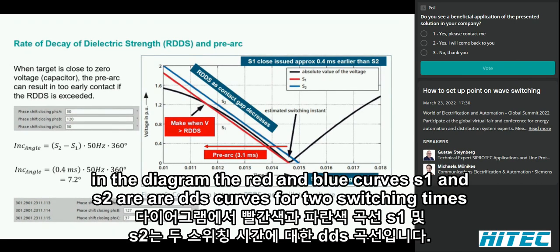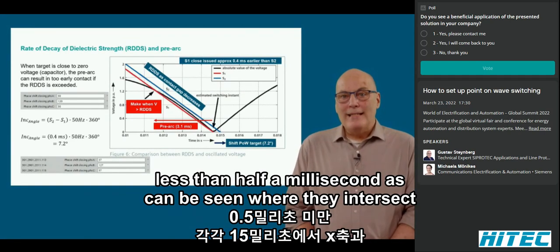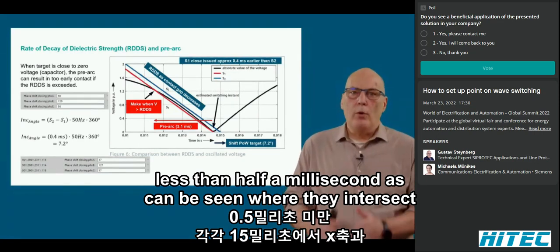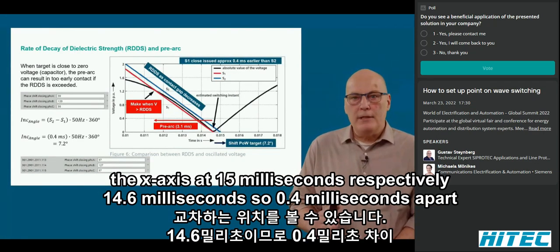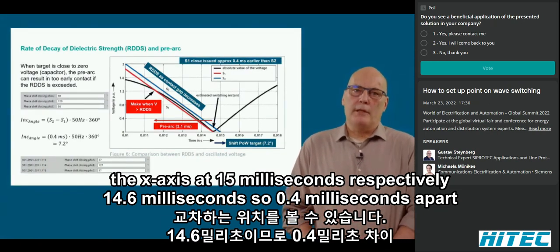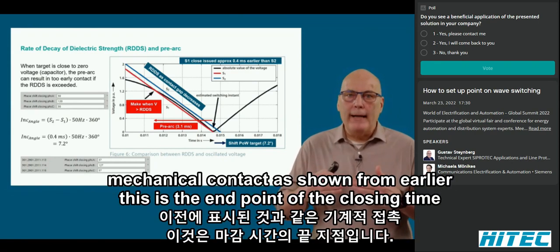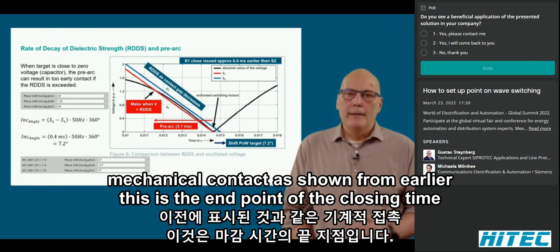In the diagram, the red and blue curves S1 and S2 are RDDS curves for two switching times, two instances of closing. The two switching times are only a short distance apart, less than half a millisecond, as can be seen where they intersect the x-axis at 15 milliseconds, respectively 14.6 milliseconds, so 0.4 milliseconds apart. At this point, where they intersect the x-axis, the breaker primary contacts make first mechanical contact, as shown from earlier. This is the end point of the closing time.